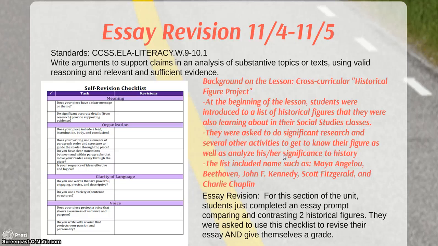So our list was very vast. We gave students lots of freedom to choose what they wanted. We included poets, musicians, political figures, Charlie Chaplin. We had lots of really cool historical figures on the list. And then once the student chose, they had to stick with that person. We didn't really give them much leniency to switch after they started, because we did lots of researching. We provided lots of opportunities and activities so that they could really get to know their historical figure.